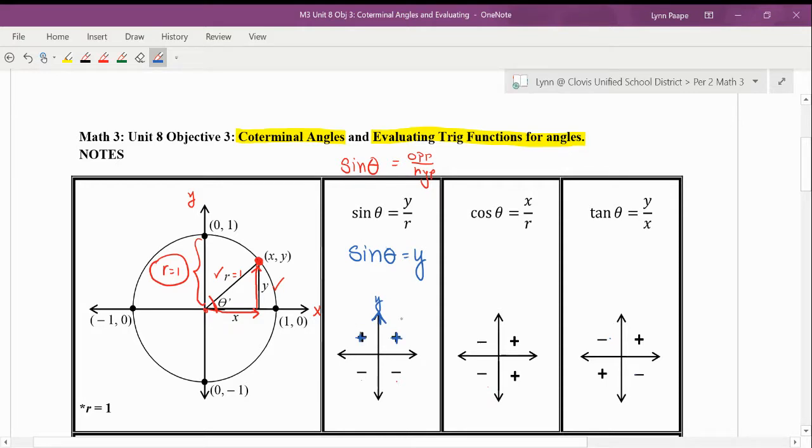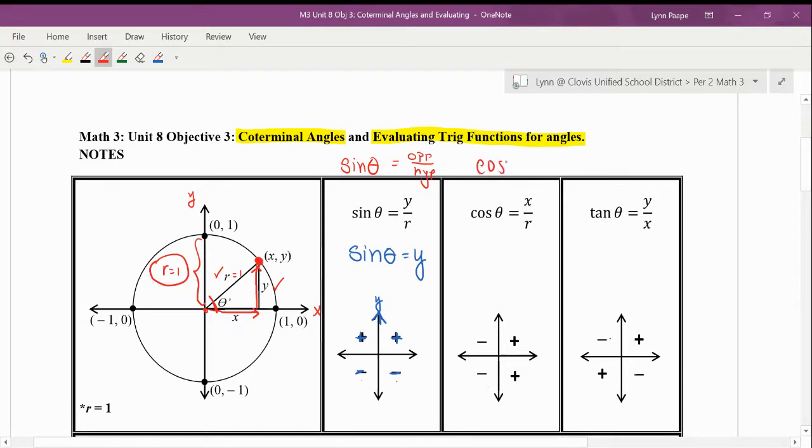So where is sine positive? Whenever y is positive. When is y positive? When I go up. So when would sine be negative? Sine would be negative when I'm going down, when I head down the y-axis, because sine is the y value.